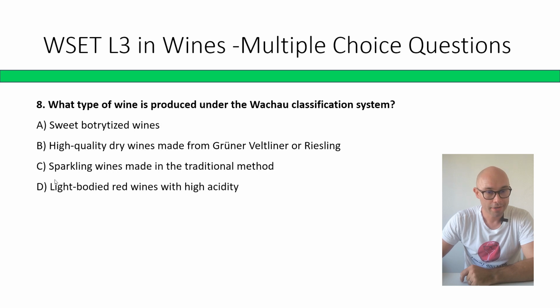What type of wine is produced under the Wachau classification system? Sweet botrytized wines, high quality dry wines made from Grüner Veltliner or Riesling, sparkling wines made in a traditional method, light bodied red wines with high acidity. The correct answer is B, high quality dry wines made from Grüner Veltliner and Riesling.